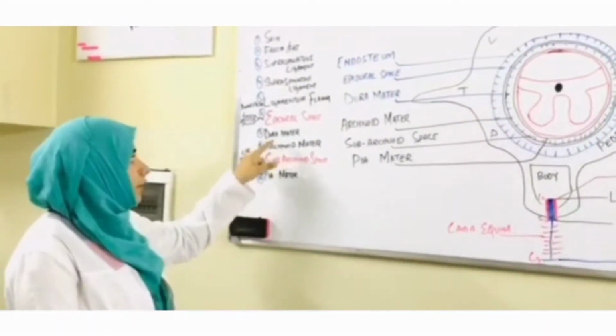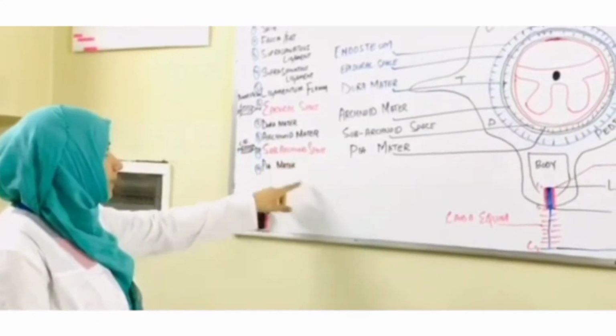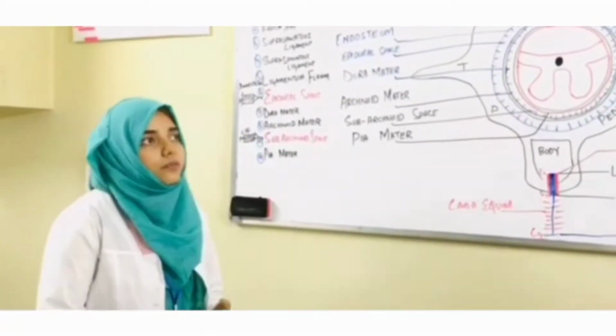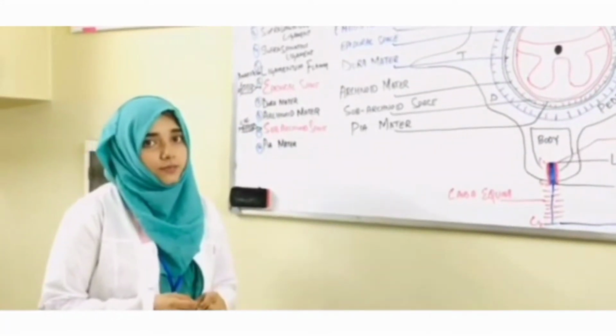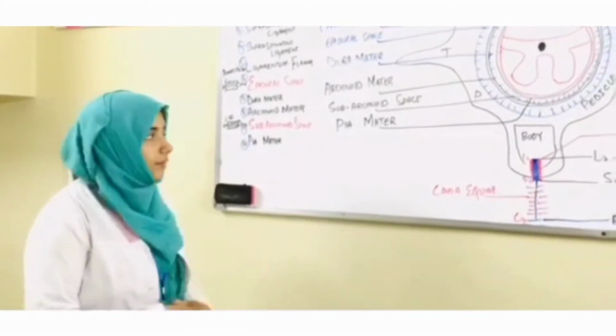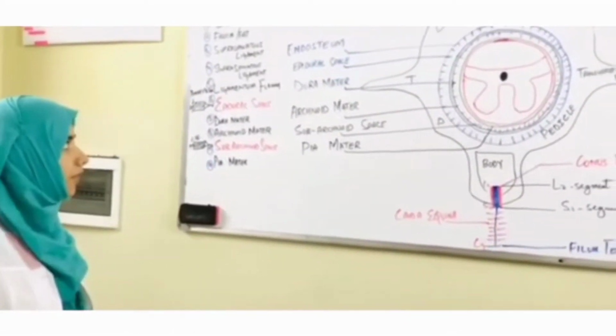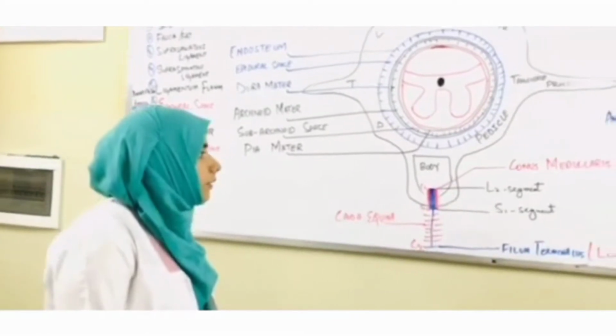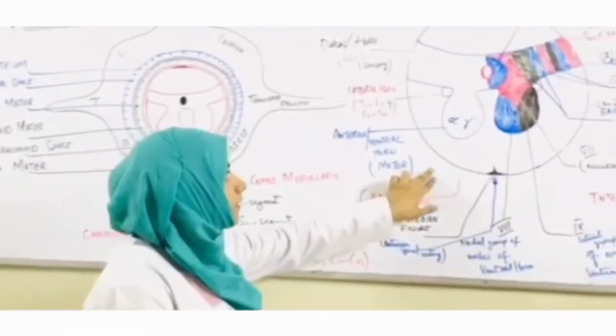And then we have dura mater, arachnoid mater, the subarachnoid space, and this is the space where we inject to get the CSF culture because it contains CSF. And then we have pia mater. Next, this is the structure of spinal cord.